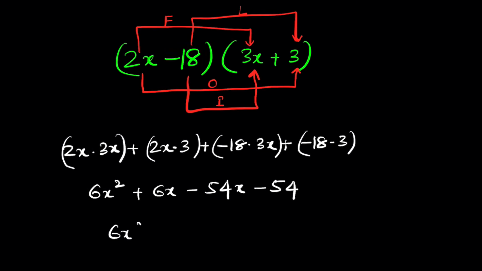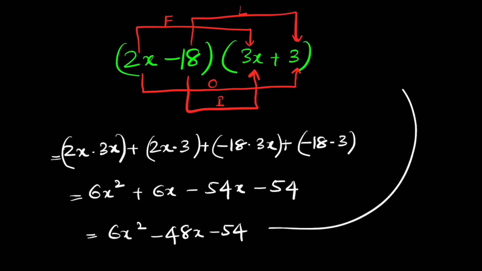Now write down the final answer. So 6x square minus 48x minus 54. So this is the answer for the problem. This is how you can use the FOIL method. So try the following example: try multiplying x plus 7 times 3x minus 5. Pause the video right here and try to solve this problem.